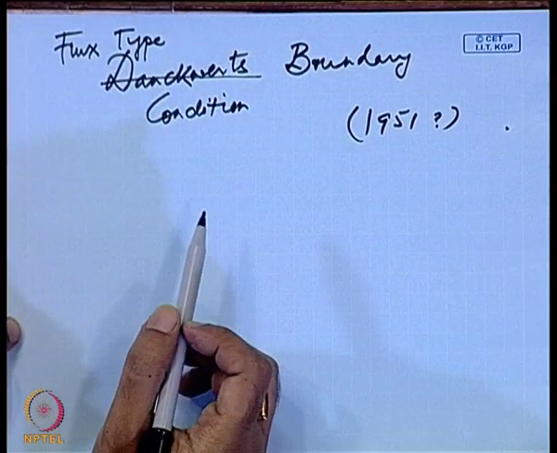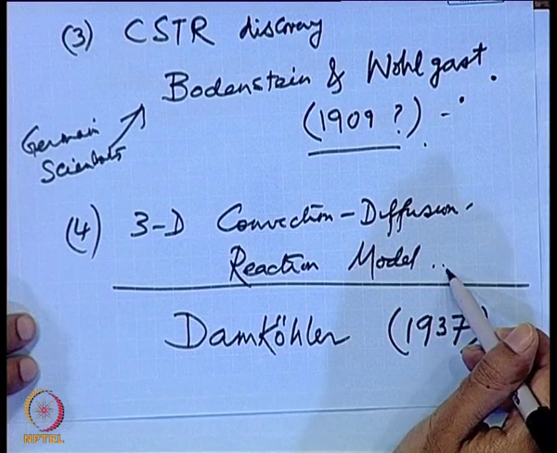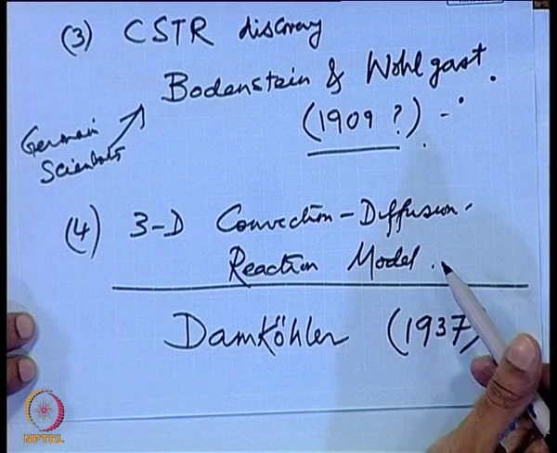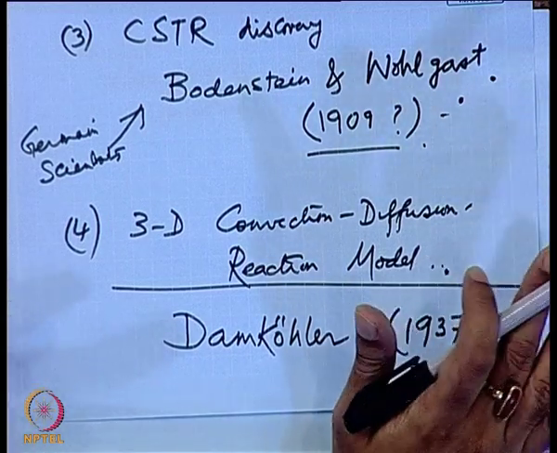Okay. So there's a lot of credit given to Danckwerts, because that boundary condition was a path breaking thing. Though one thing you must know, that we do not have the Danckwerts boundary condition for two-dimensional or three-dimensional problems in the 3D convection diffusion reaction model here. We are not aware of what the flux type entrance boundary condition for a three-dimensional system is. Till now we are not aware of.